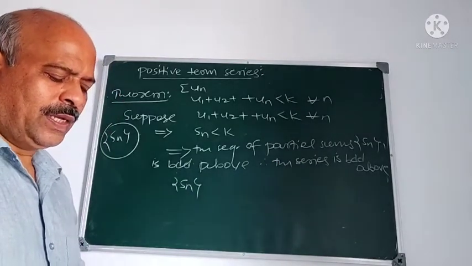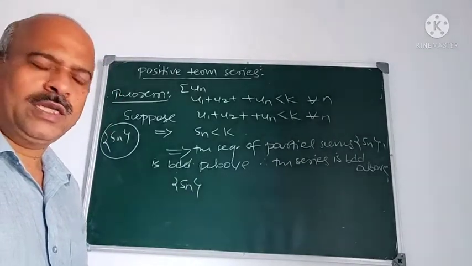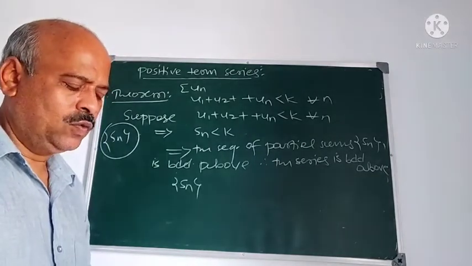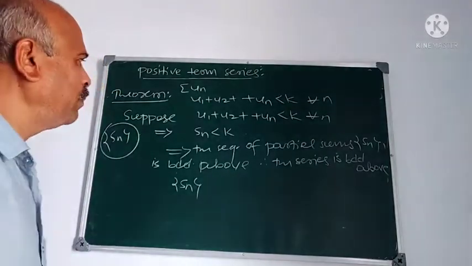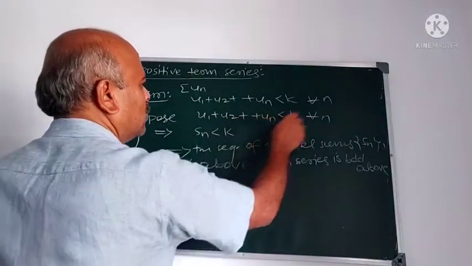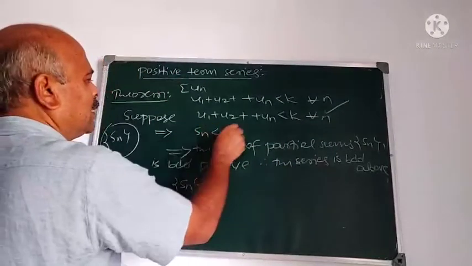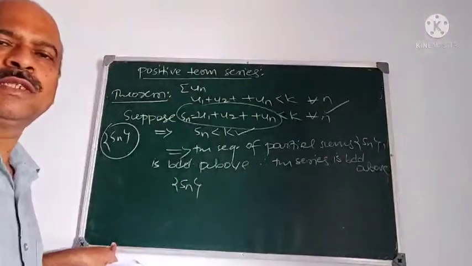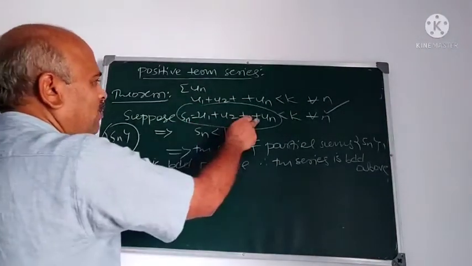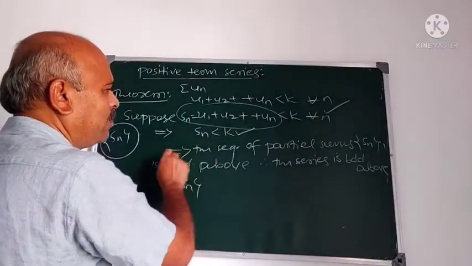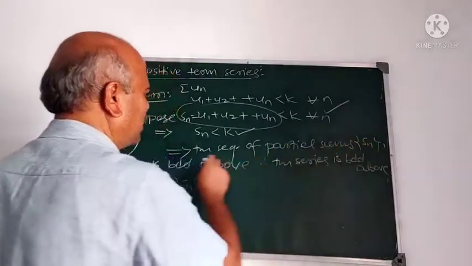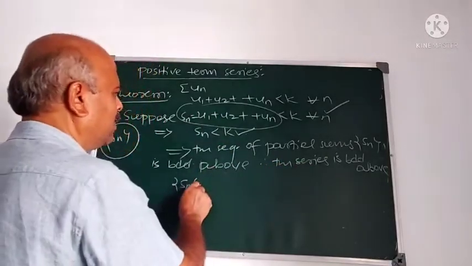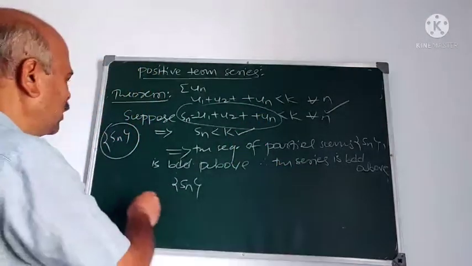What is the theorem? A series sigma un of positive terms converges if and only if there exists a number k such that u1 plus u2 plus un is less than k. Now we have taken u1 plus u2 plus un is less than k. This implies Sn is less than k because Sn is given by this. In the case of sequence of partial sums, Sn is defined by this. Sn is less than k. This implies the sequence of partial sums is bounded above. Since Sn is monotonically increasing and bounded above, it converges.